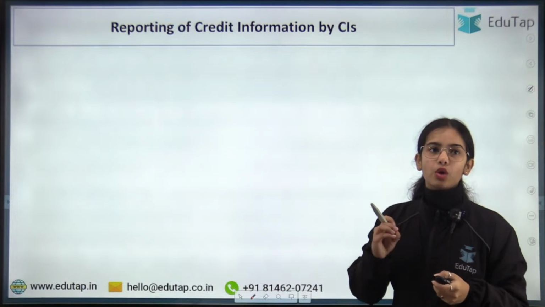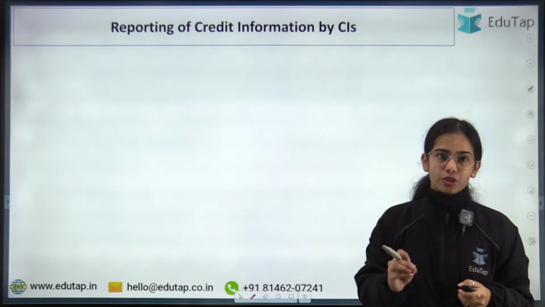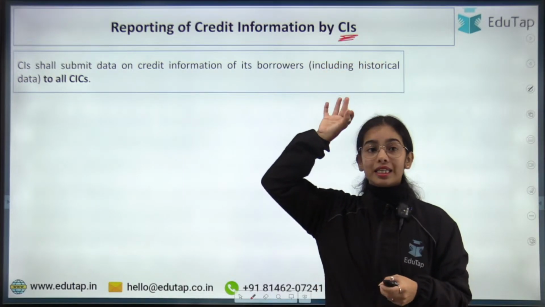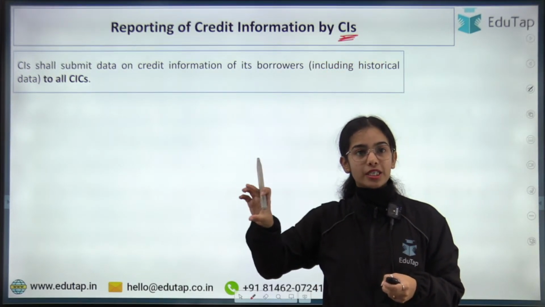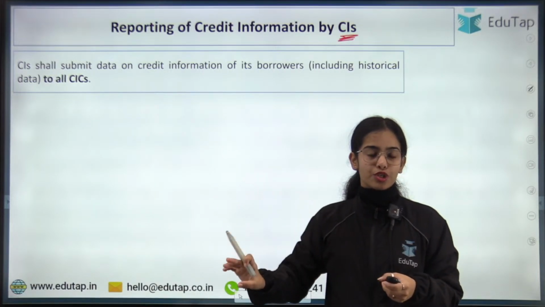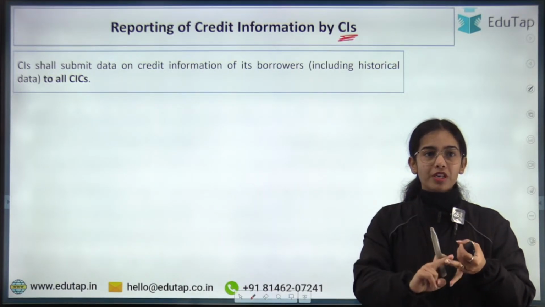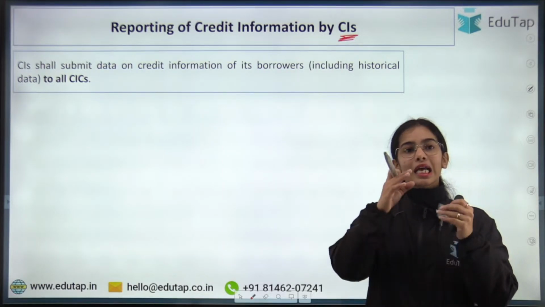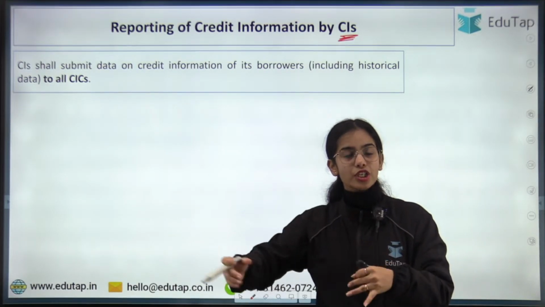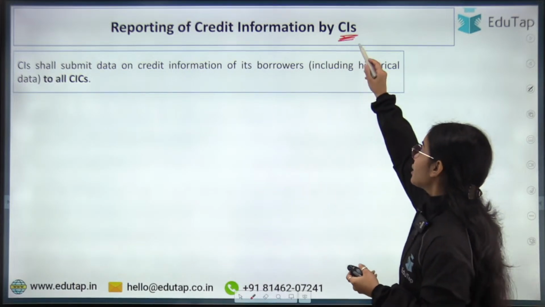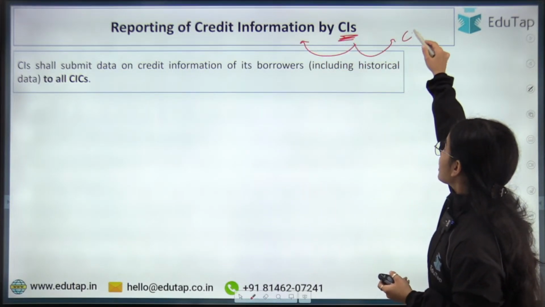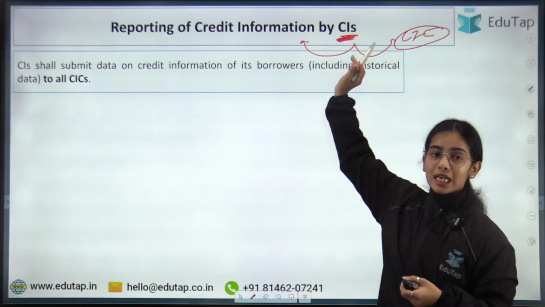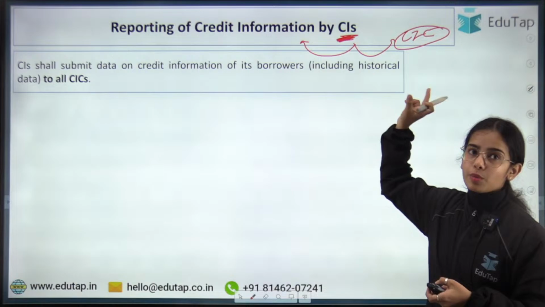Now coming to reporting of credit information by credit institutions. As I have told you, credit institutions have the compulsion as per the master action. All the credit institutions, let it be the banks, NBFCs, all India financial institutions, asset reconstruction companies, they all are under the master action. They all have to provide the credit information to the credit information companies.